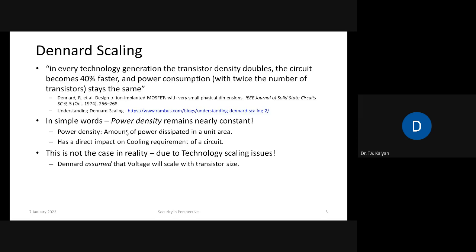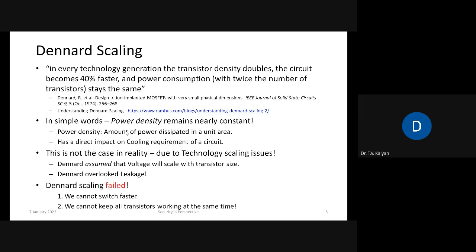Dennard assumed that the voltage scaling that will happen with the transistor size is linear, but that was not the case. So the dynamic power was not scaling as much as the size of the transistor itself, right? Also, Dennard made another mistake of overlooking the leakage. Like I said, during the time this observation was made, the static power was not a major contributor. So what happened with all this is the Dennard scaling failed.